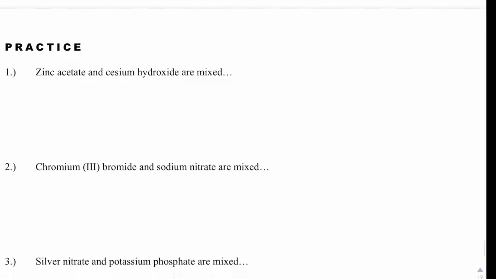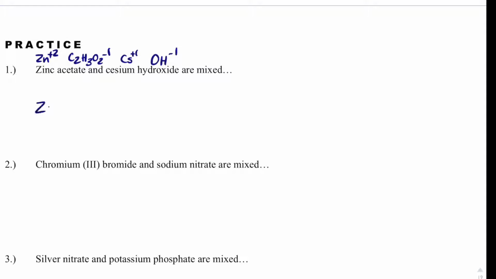So in number 1 here, I'm given zinc acetate and cesium hydroxide, and they're going to react, and hopefully when I write this out, you will see that it will in fact be a double replacement reaction. The way I go through and do this is I first write my ions, because that will help me make my ionic compounds. And you may not be able to see it here, but I'm just looking at a periodic table right in front of me.